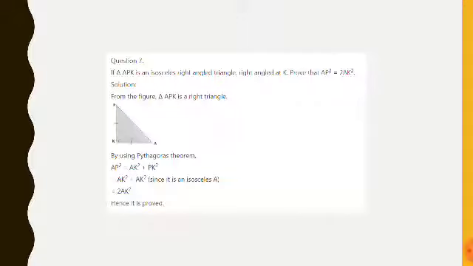Triangle APK is a right angle triangle, so we use the Pythagorean theorem. AP square equal to AK square plus PK square. So PK square equal to AK square. So AK square plus AK square is 2AK square. Hence it is proved. That is an isosceles triangle. Two sides are equal, one side is different, that is an isosceles triangle.